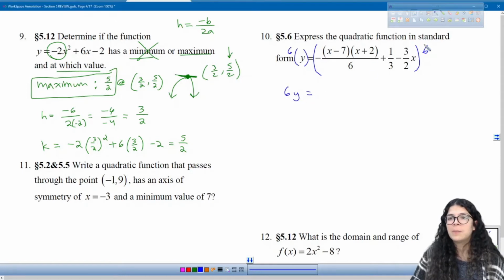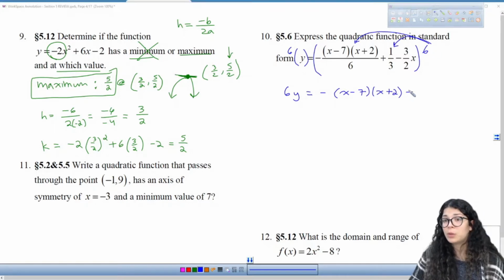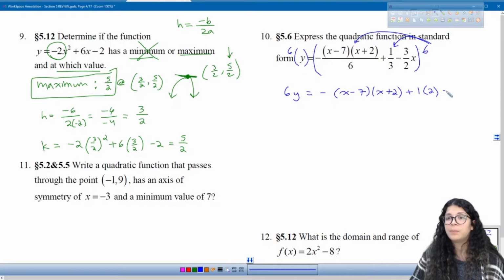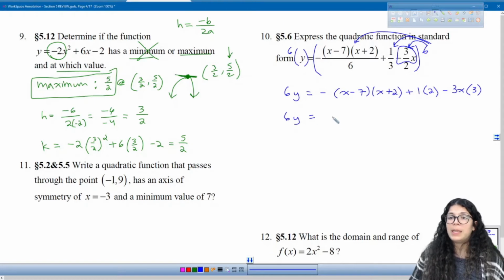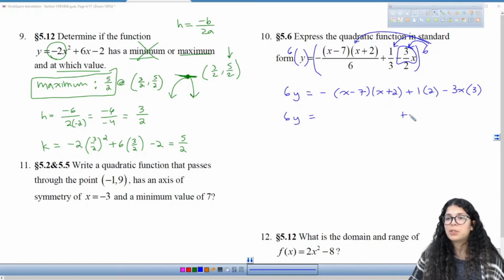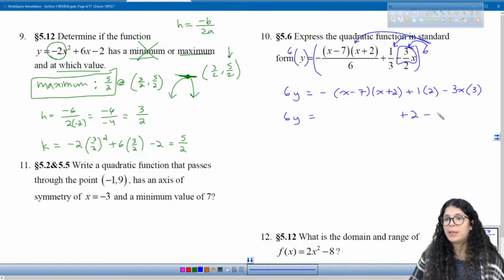So I get 6y equals, and then 6 times this term would be 6 divided by 6, so that'll cancel. Then 6 times this term, 6 divided by 3 will be 2, so it'll be your numerator times 2. And then 6 times this term, 6 divided by 2 is 3, so it'll be your numerator, negative 3x, times 3. Now let's go ahead and simplify. So we need 2 times 1, which is 2. And negative 3x times 3 will be negative 9x.